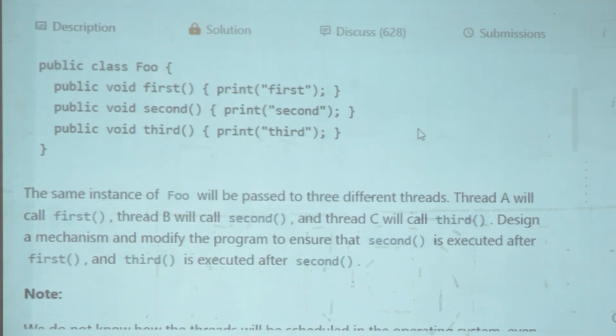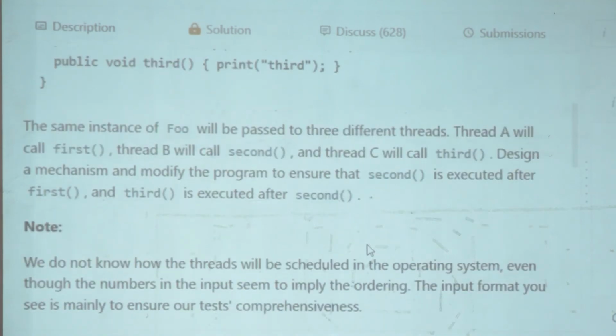Now comes the problem. Design a mechanism and modify the program to ensure second is executed after first and third is executed after second. Is it not similar to what we just did? Unless the producer produces, that is, unless inc is called, don't do get. Until get is over, don't do inc again. Same mechanism, asked differently. I have just picked a problem at random. So how will you do this?